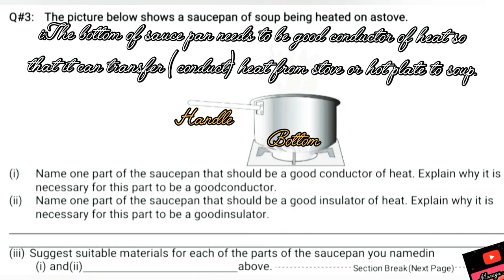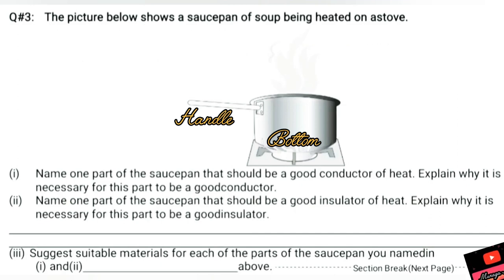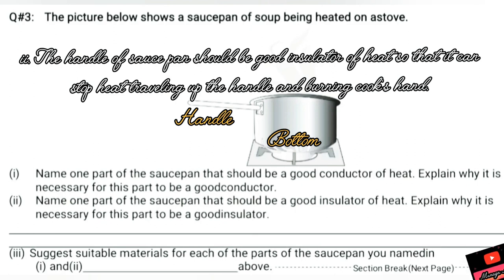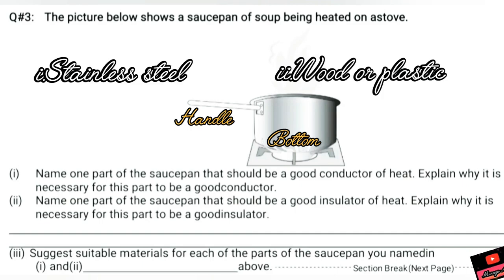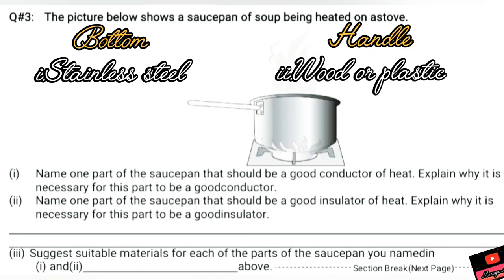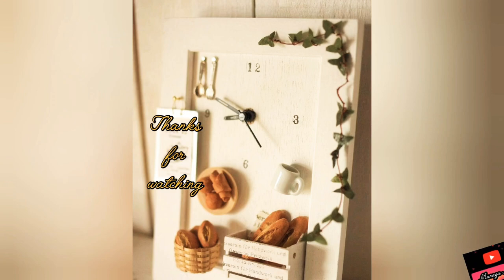Here it is shown on a stove. You can heat or make soup on a hot plate too. Second answer is, the handle of the saucepan should be a good insulator of heat so that it can stop heat traveling up the handle and stop burning the cook's hand. So it should be comfortable for the cook so that they can handle the saucepan well. Now the question is that the bottom should be made of a good conductor. Good conductors are metals, mostly stainless steel is used in making utensils. Now the handle should be made of wood or plastic. You know, wood and plastic are good insulators.